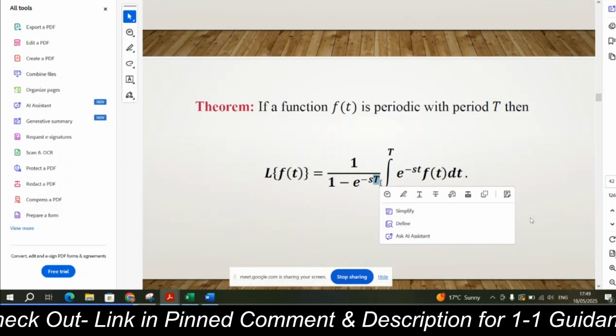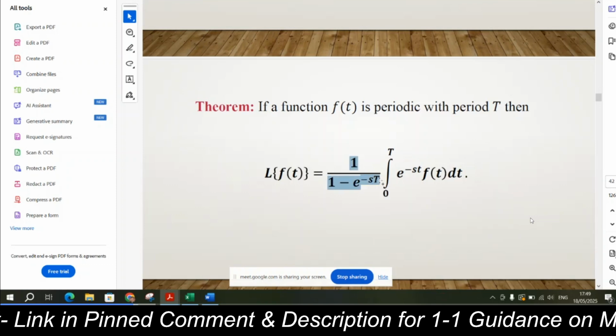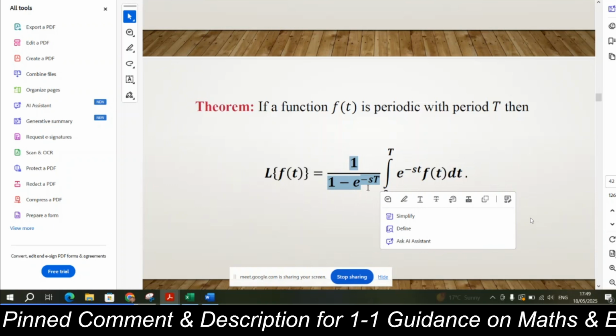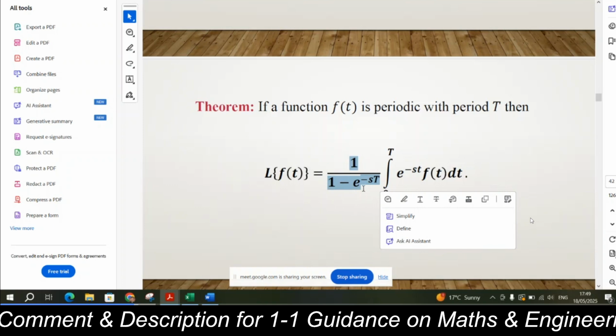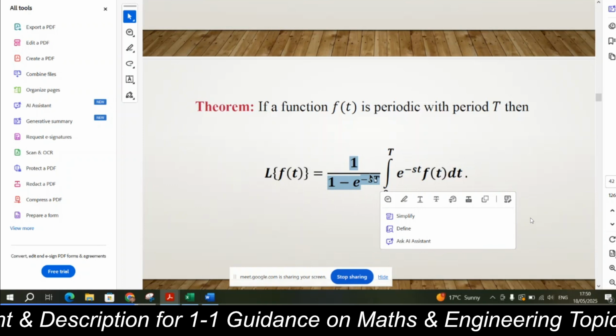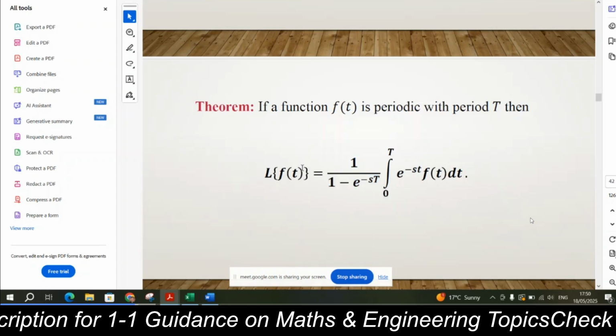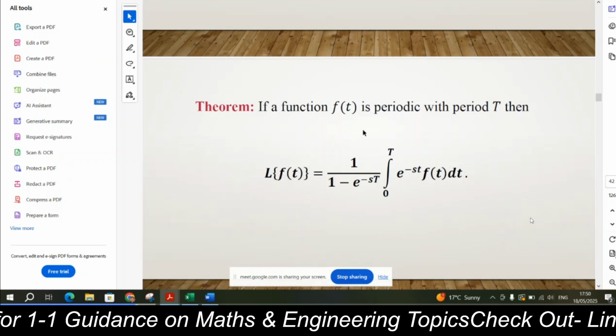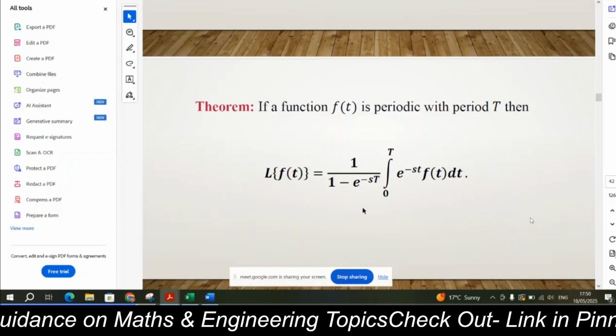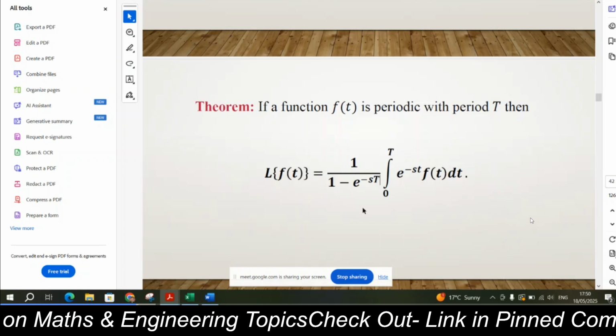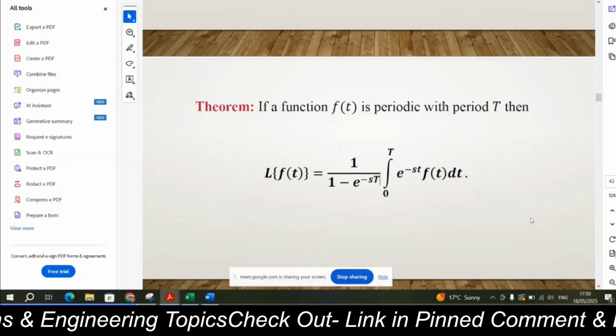Now this is a capital T, so this is basically your period. That means this is actually a constant. It is not a variable. It's not your variable small t. It's basically the time period which is coming over here. It won't change. That is the Laplace transform of a function which is periodic.